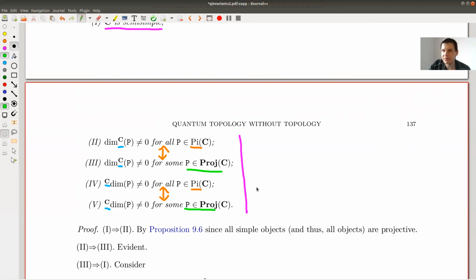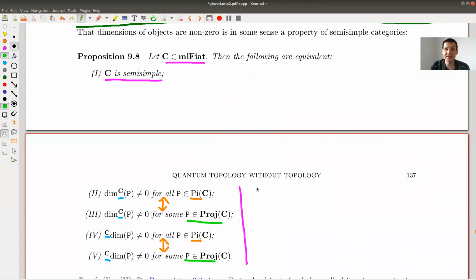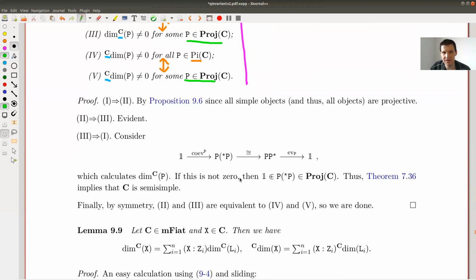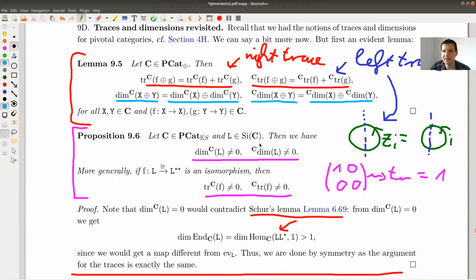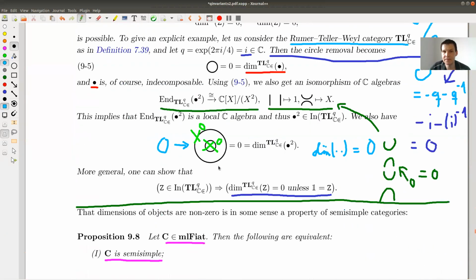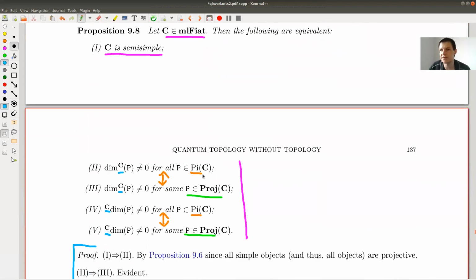And that's a pretty strong statement, right? So let me just scroll up a little bit. A category of a certain kind is semi-simple if and only if projectives have non-zero dimension. It's not hard to prove. I ignore the proof, but it's not that hard. So this is a really strong statement, right? In the semi-simple case, any simple object has non-zero dimension. In the non-semi-simple case, projectives never have non-zero dimension. They always have dimension zero.